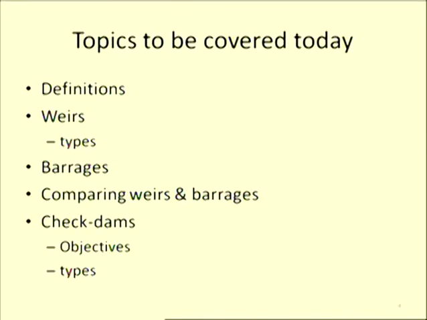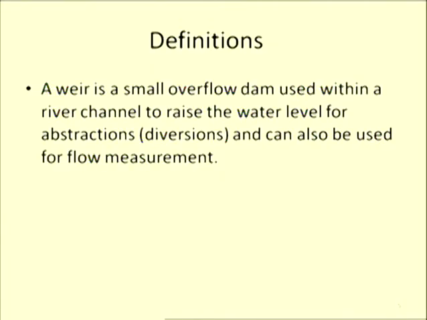Today we are going to discuss these topics: certain definitions of the structures. Then we are going to discuss weirs, barrages, especially the comparison of weirs and barrages. Then we would look at check dams, their objectives, and also classification. Let's see the definition first of the weir. What is a weir? It's a small overflow dam.